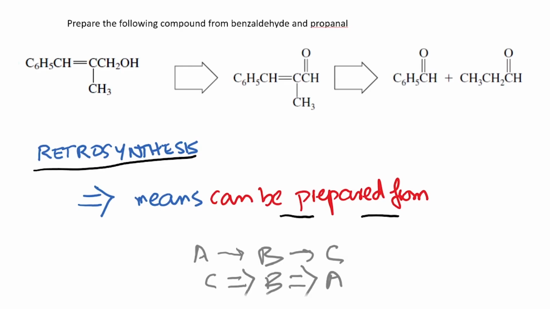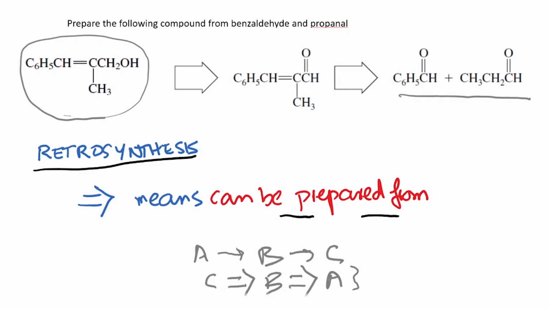This helps us construct the synthesis in a linear fashion, and it also helps us break down the synthesis into smaller parts. Retrosynthesis is widely used in construction of complex natural products or complex compounds, and you will study this in the coming semesters. This retrosynthesis arrow basically means that it can be prepared from. So the question here is to prepare this compound, and they've given you the starting materials.